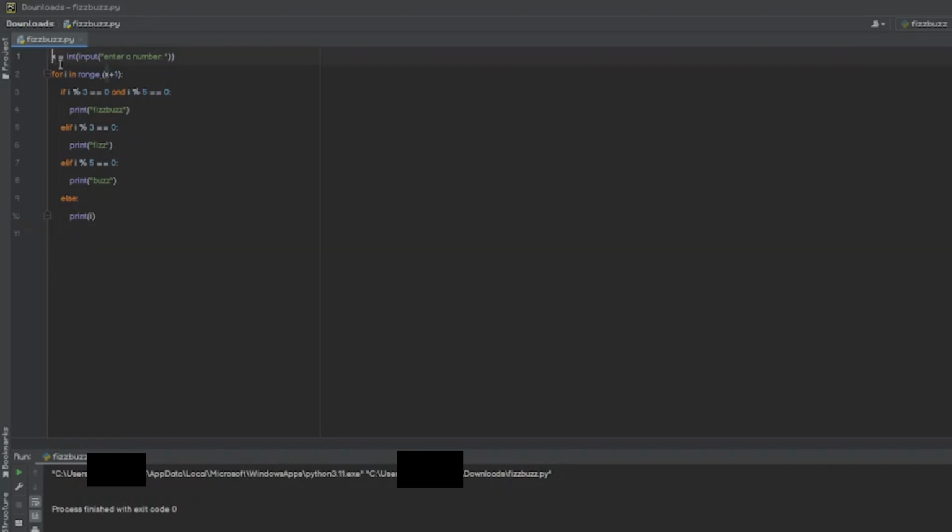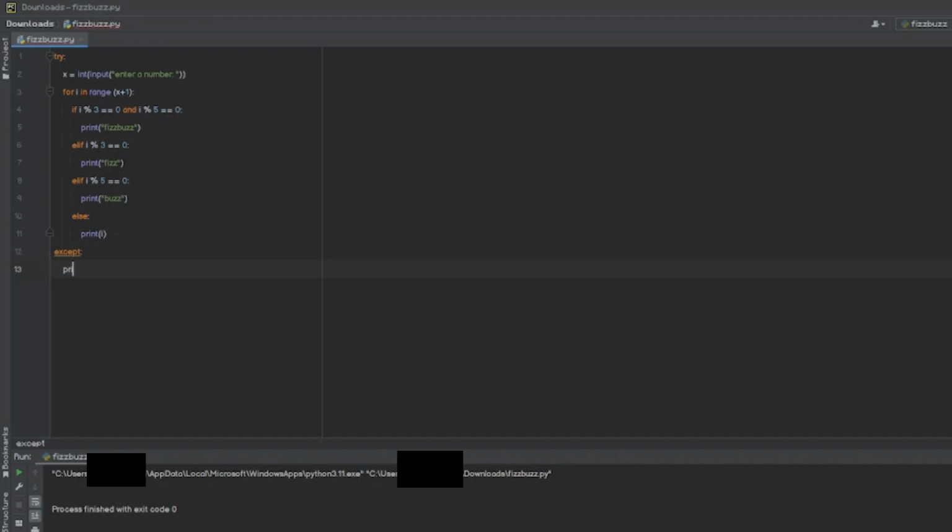We can also check if our input is an integer by using a try and except function. We have to put the except statement at the end because if you try x, and it doesn't work, x will be undefined.